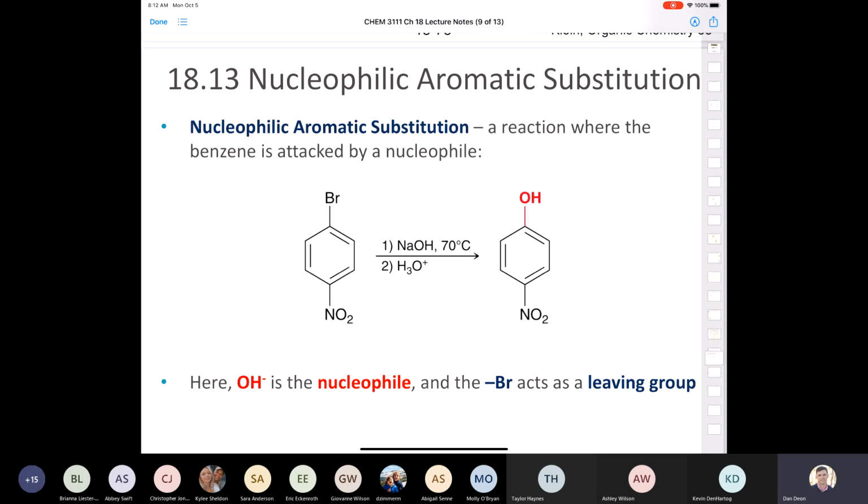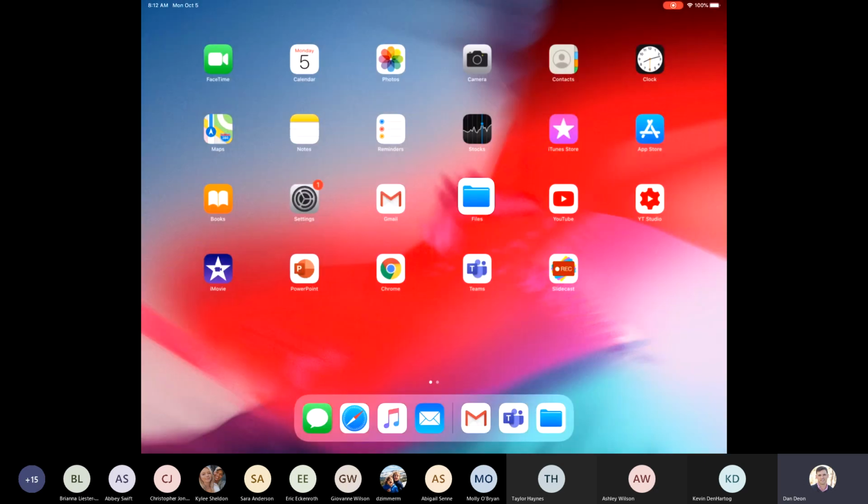Again, what we've been looking at thus far with nitration, halogenation, sulfonation, Friedel-Crafts reactions, all these different reactions, these were reactions where the aromatic ring behaved as a nucleophile. Now we're going to be looking at reactions where the aromatic ring behaves as an electrophile. So it's going to be attacked by a nucleophile.